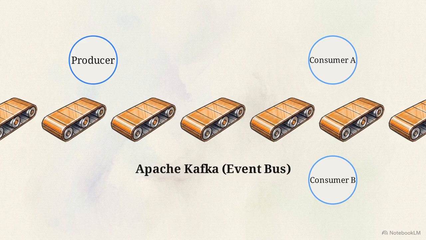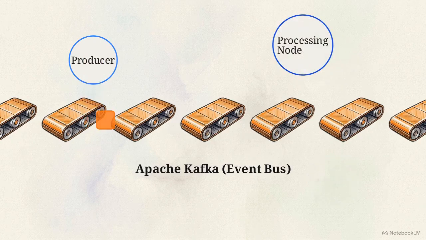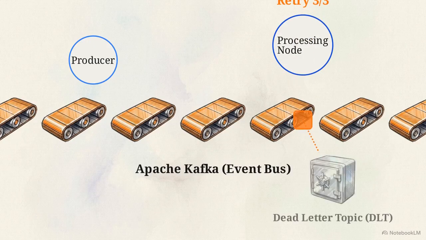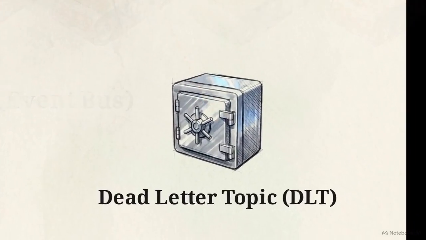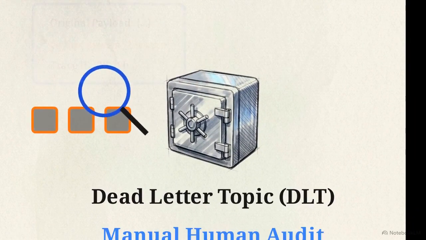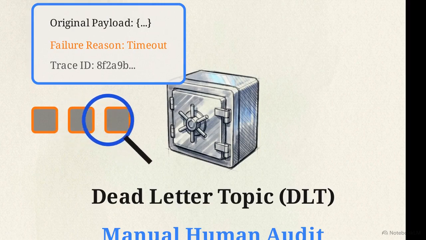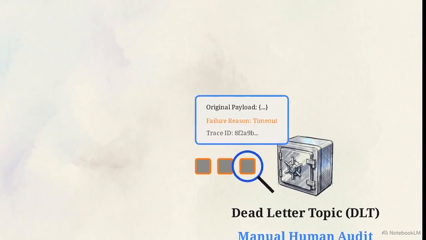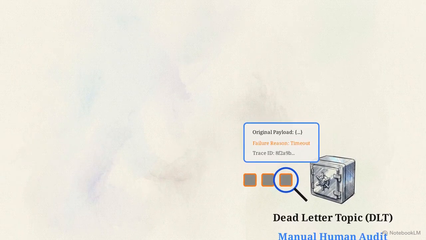Using an event bus like Apache Kafka lets services publish and consume updates without direct synchronous dependencies. However, asynchronous messaging needs a failure strategy. If a message payload is corrupt or fails processing multiple times, it is routed to a dead letter topic, or DLT. Sending these technically failed payloads to the DLT preserves their exact metadata for a manual human audit. This protects the system from getting stuck in an infinite loop of automatic retries.